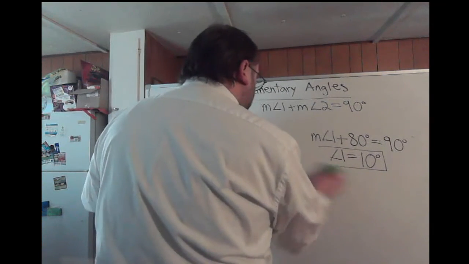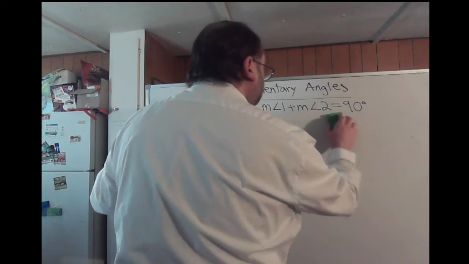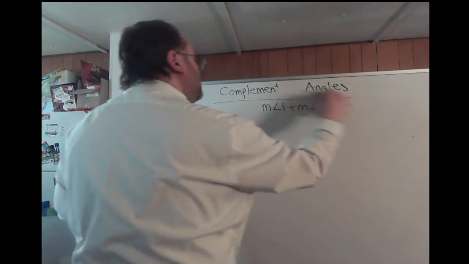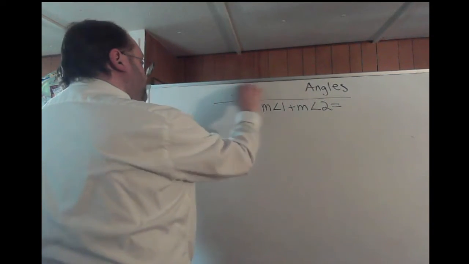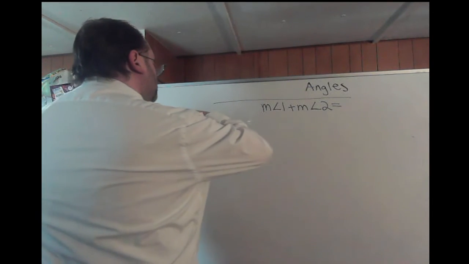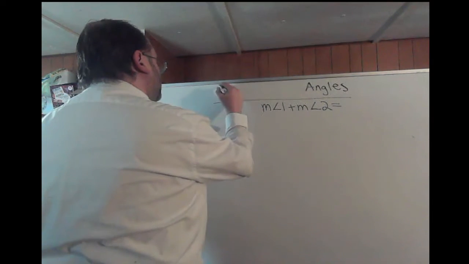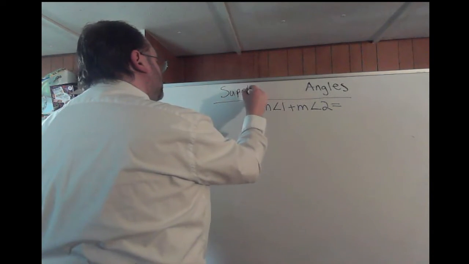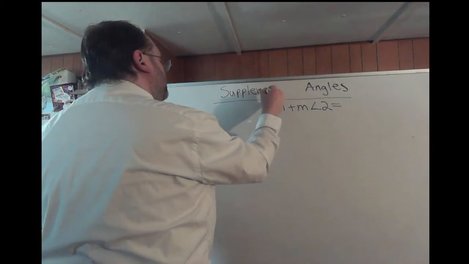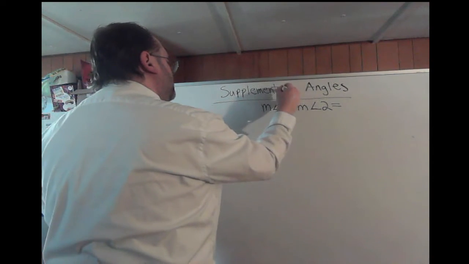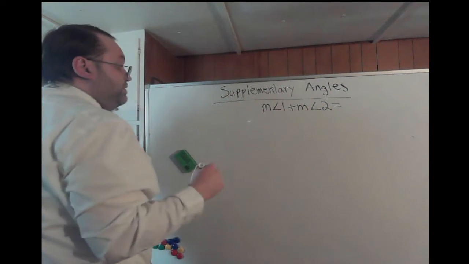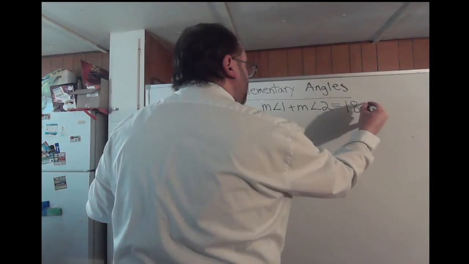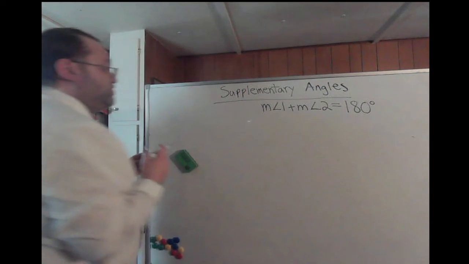Alright, there is another type of angle. We are going to do next what are called supplementary angles. Now, supplementary angles are when you have two or more angles that add up to 180 degrees. In this case, we'll just go with two angles.